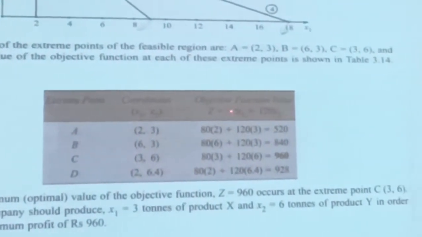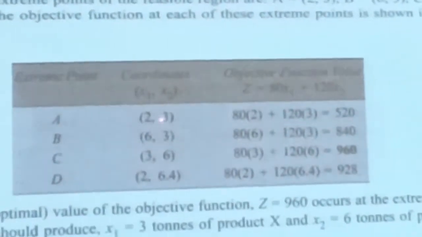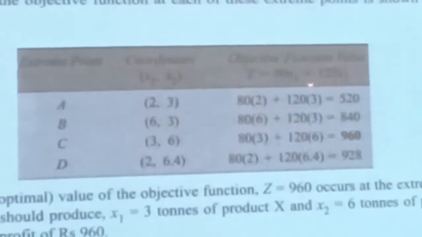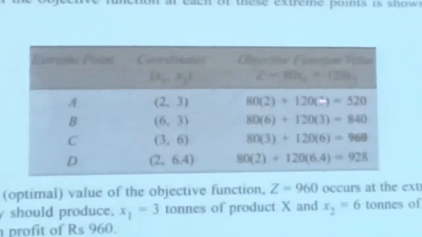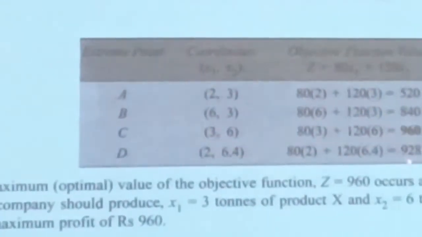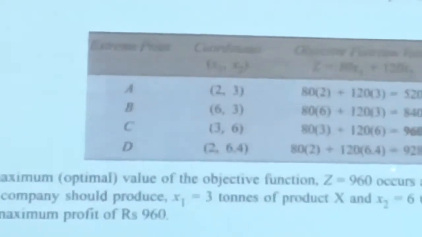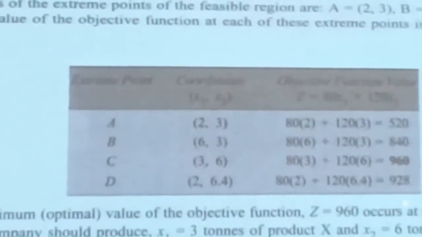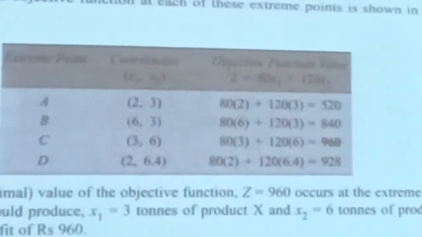80x1 plus 120x2. 80 into 2 is 160. 120 into 3 is 360. 360 plus 160 is 520. Like that we have to identify the values. And if it is a maximize function, then identify the maximum out of this. If it is a minimization problem, identify the minimum out of this.